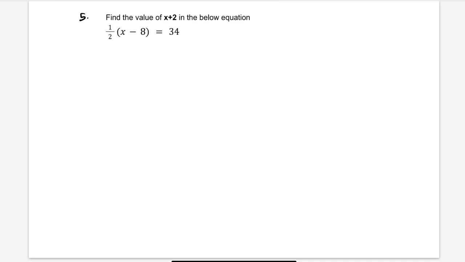Okay, let's solve this problem. So the question is half times x minus 8 is 34. If you see a problem like this where you have to deal with fractions, just get rid of the fractions. Just make sure that you don't have anything in the denominator. That will be easy to do. Once you reach that point, it will be very easy to solve the problem. So here the fraction I have is 1/2. I don't like this fraction, so I want to get rid of it, so I will multiply both sides by 2.